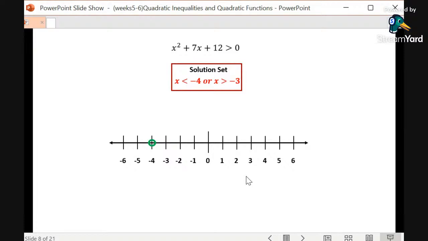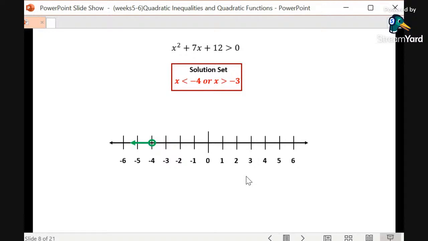And if you're going to observe, hollowed or kumbaga walang shade yung ating circle kasi nga less than negative 4. Kapag ang graph ay hollowed, ibig sabihin hindi kasama yung negative 4. Okay, kasi nga less than negative 4. And then since less than negative 4 yan, ang point ng ating arrow is going to the left. Kasi nga less than, so going to the left. So that is the graph of x is less than negative 4.